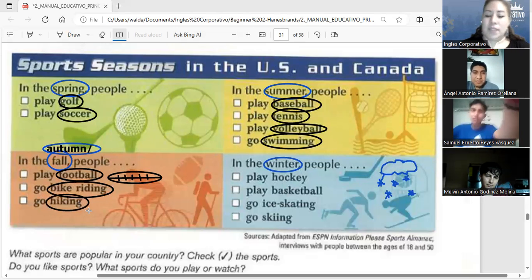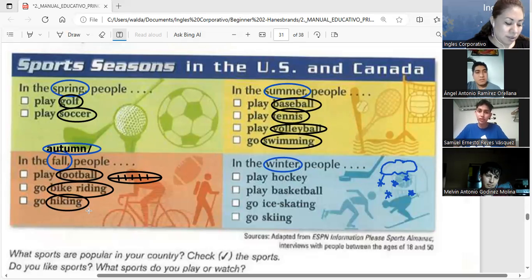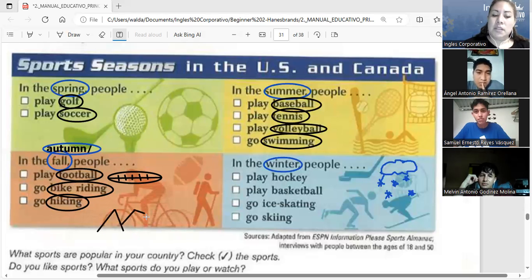Okay. And hiking. Do you understand hiking? No. Hiking. Yeah. So hiking is when you go up mountains. Okay. So imagine you have these mountains. When you are going up the mountain, okay, that's hiking. Senderismo. Yeah, or senderismo, sorry, anytime.